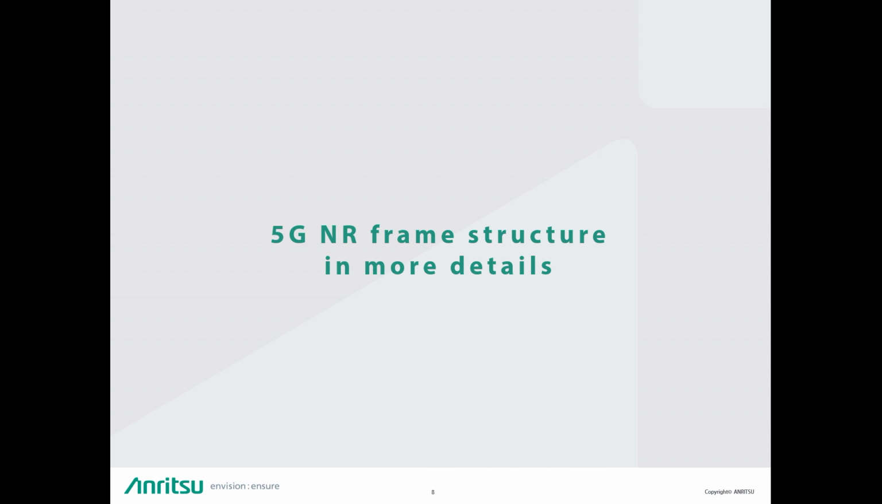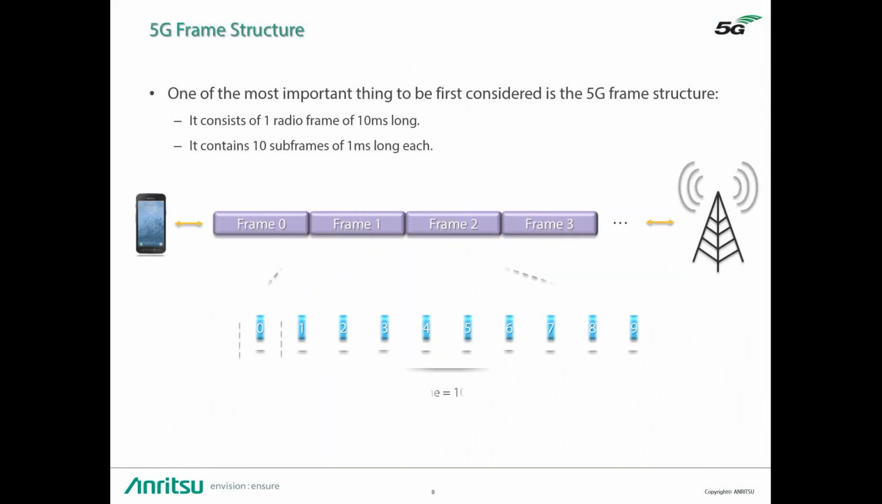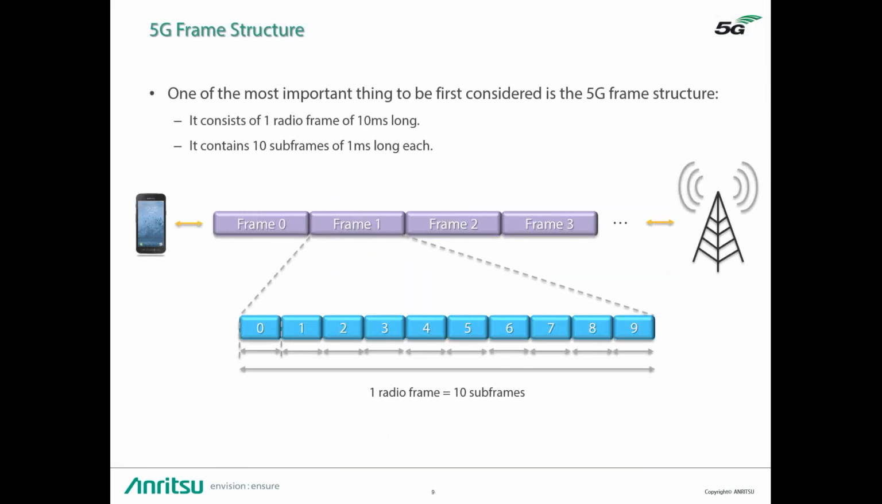Let's now have a look at the 5G new radio frame structure in more detail to get a better understanding. As I've mentioned already, the length of a 5G new radio frame is always 10 milliseconds long, and one frame is always 10 subframes. Each subframe is 1 millisecond long. This frame structure is important to keep in mind as we'll go deeper into this from now on.